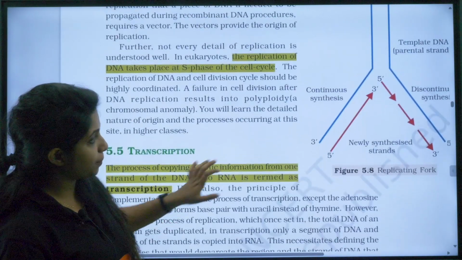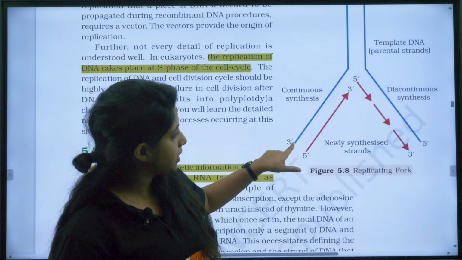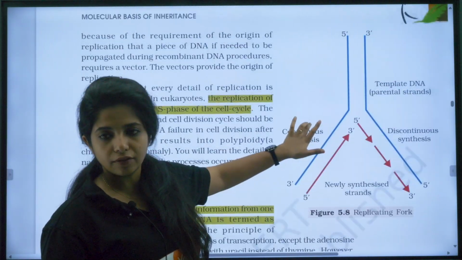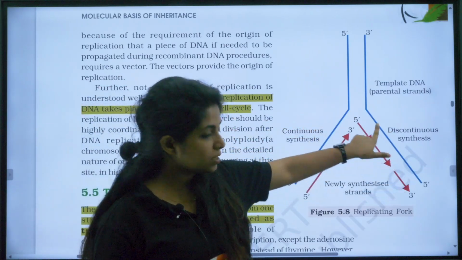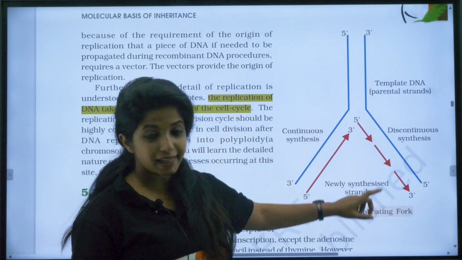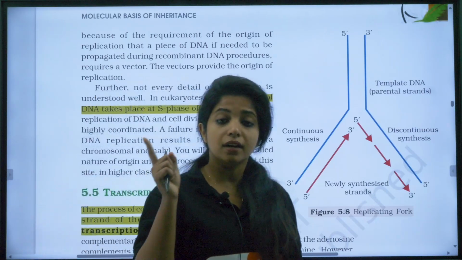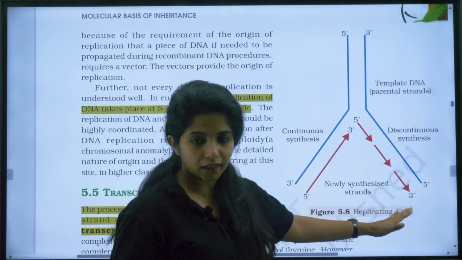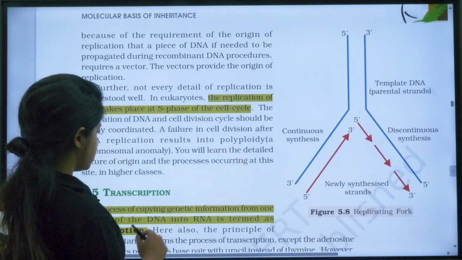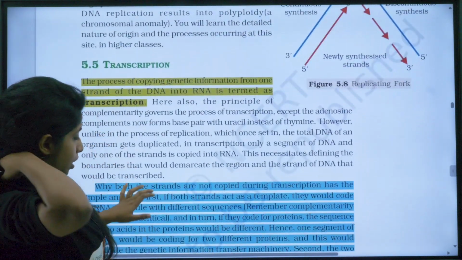Now this is the picture. Please remember it. In one strand, as I said, the one with polarity 3' to 5', replication is continuous, so this is known as the continuous strand. Over here, it is discontinuous, because as I said, DNA polymerase acts in the 5' to 3' direction. So it has to come here, then again here, then again here. It's not a smooth transition, so it is discontinuous.